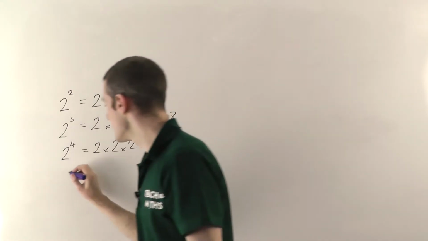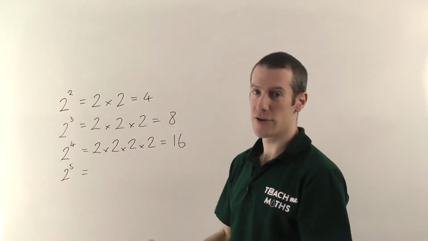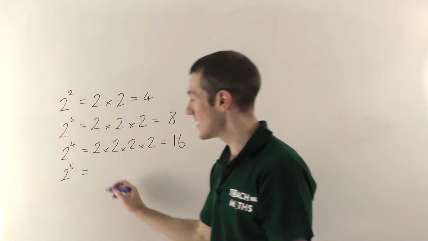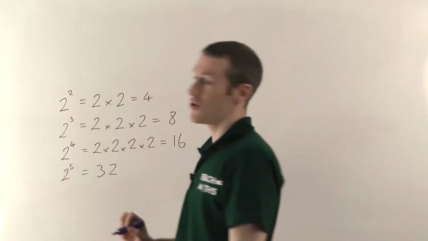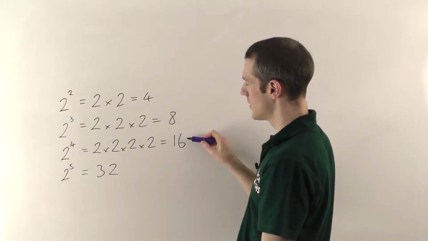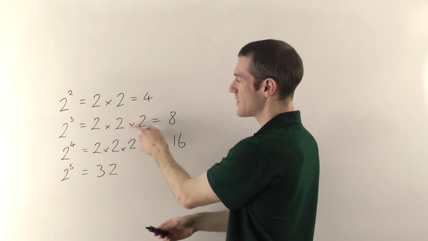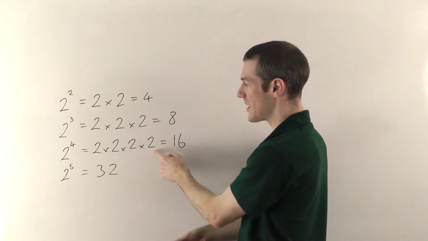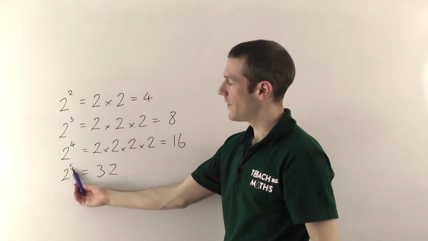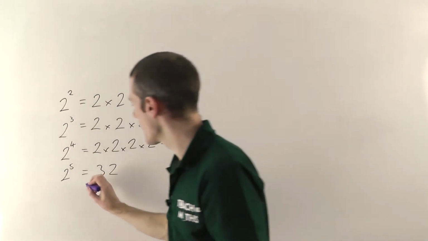You can carry on. So 2 to the 5, I won't bother writing out all the 2's, but hopefully you can see here that you're going to get 5 2's multiplying together, and that's going to give you 32. Hopefully you can see that each time we add an extra 2, the number just gets twice as big. We had 2 times 2, which is 4, times it by another 2, it's going to be twice as big. Times that by another 2, it's going to be twice as big again. If you've got 5 2's multiplying, it's going to be twice as big again. And you can keep going.